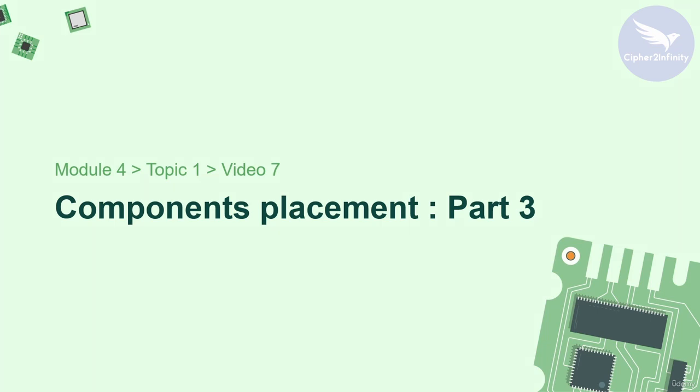So in this video, we are going to complete the component placement of 4 sections. The first one is the microcontroller section. The second one is the user input switch section. The third one is the reset section. And in the end, the last one is the RGB LED section. So we will complete the component placement of these 4 sections in this video. Alright, now let's start.